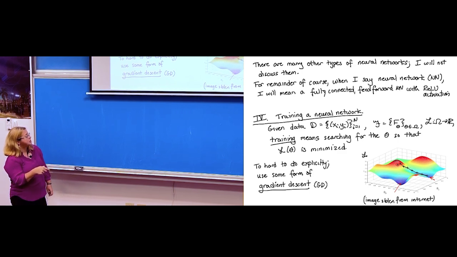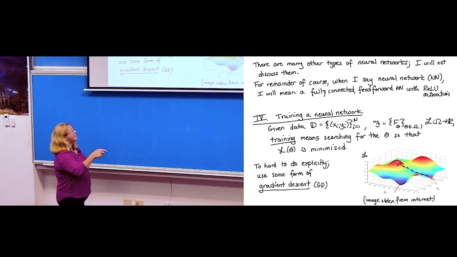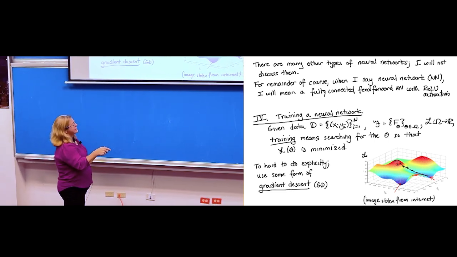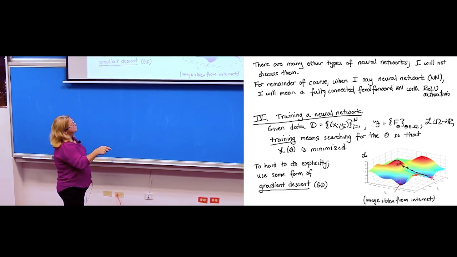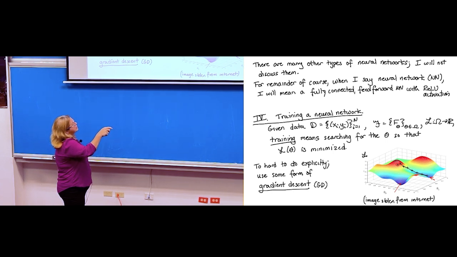This picture, which I stole from the internet, it is not my picture, is meant to illustrate gradient descent. So here you have coordinates of your parameter theta. In this case, it's like a two-dimensional parameter space. And then you plot your error or loss function.